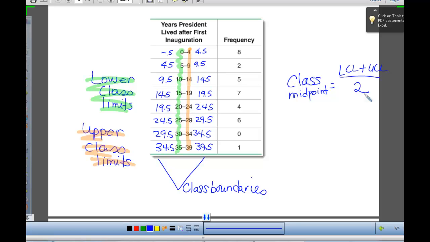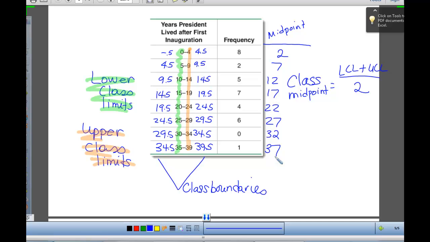I'm just going to add a little place here for midpoints. Zero plus 4 is 4. Divide that by 2, we get 2. Okay, 5 plus 9 is what? 14. Divide that by 2, we get what? 7. Very good. And then we keep on adding 5, so 12, 17, 22, 27, 32, and 37. Questions about that?